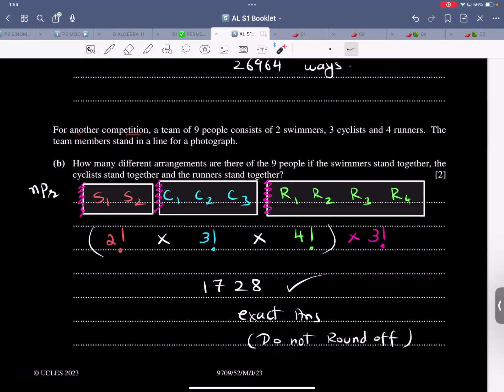For another competition, a team of 9 consists of 2 swimmers, 3 cyclists, and 4 runners. So that number is gone. These are new numbers. The team members stand in a line. So again, it's arrangement. How many different arrangements are there of the 9, if the swimmers stand together, the cyclists stand together, the runners stand together, just like the astronaut question. 2 factorial for this, 3 factorial for this, 4 factorial for this. It's not necessary that the swimmers come first, so the boxes can arrange themselves in 3 factorial ways.